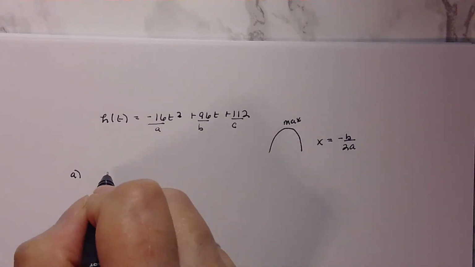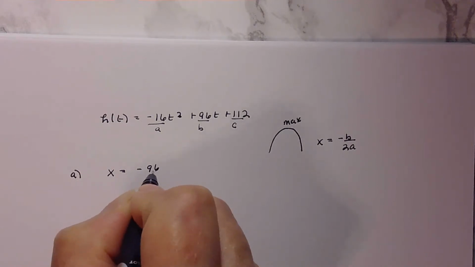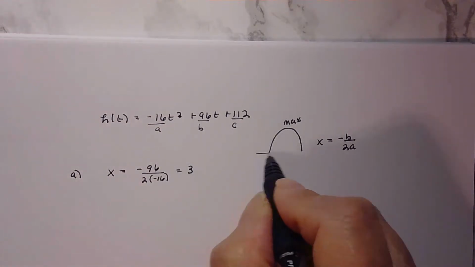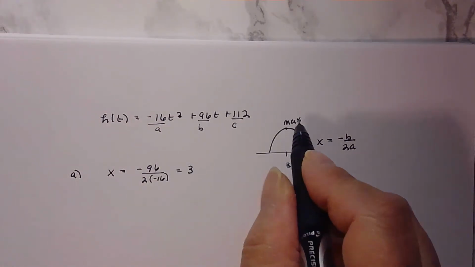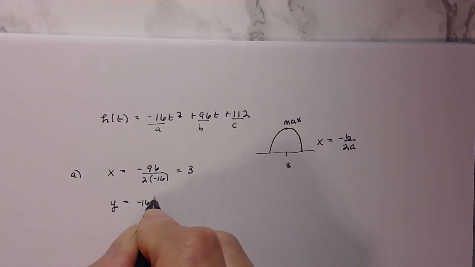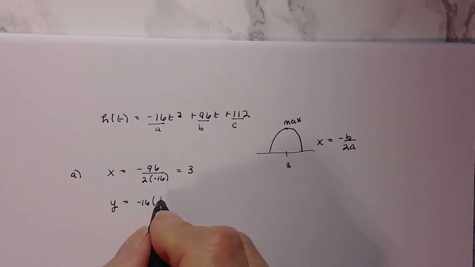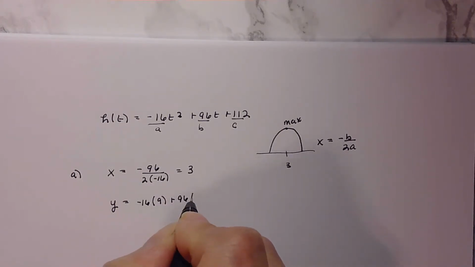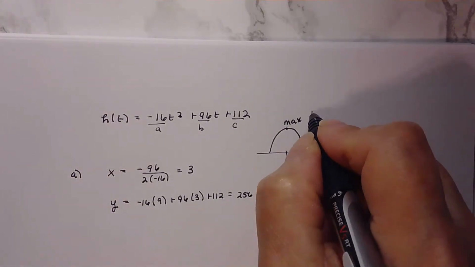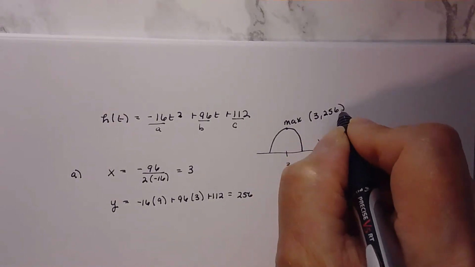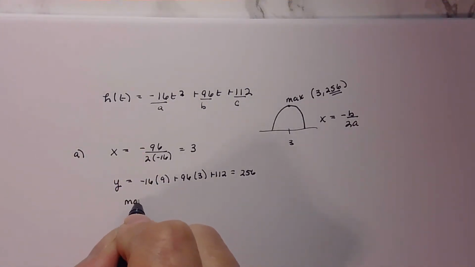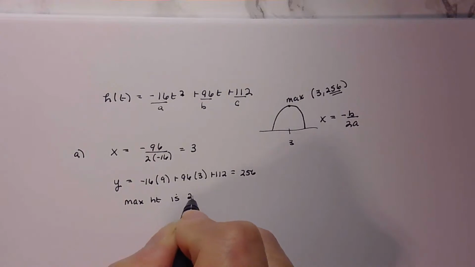So what we have here is x is equal to negative 96 over 2 times negative 16, and that's going to be 3. So what I know is on my graph, when x is 3, then y is going to be something. The y-coordinate, I can say, is negative 16 times 3 squared, which is 9, plus 96 times 3 plus 112, which is 256. So the maximum occurs at the point (3, 256), where the y value is the height of the ball. So we'd say the maximum height is 256 feet.